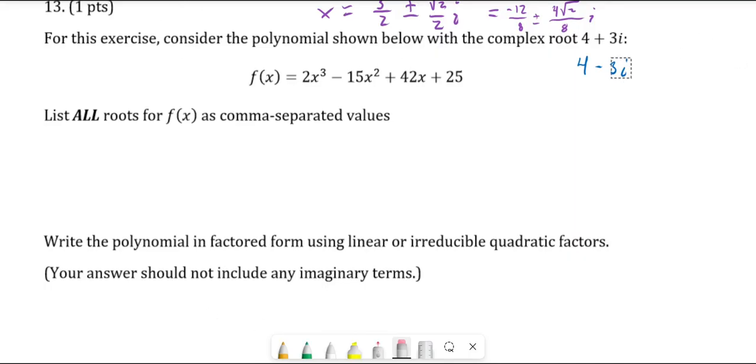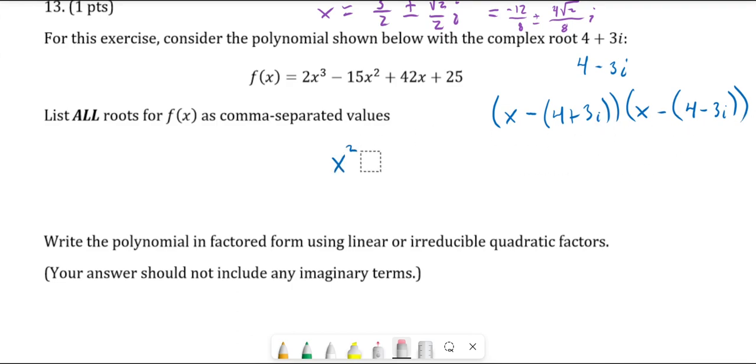root has been given, we also know that its conjugate must also be a root. Now, roots, aka zeros, correspond to factors. If 4 plus 3i is a root, that means x minus (4 plus 3i) must be a factor. If 4 minus 3i is a root, then x minus (4 minus 3i) must be a factor.